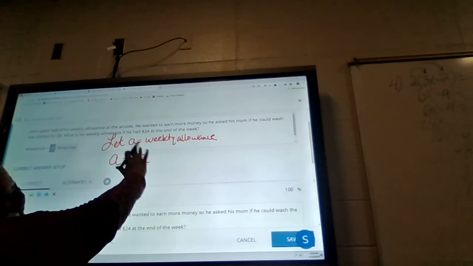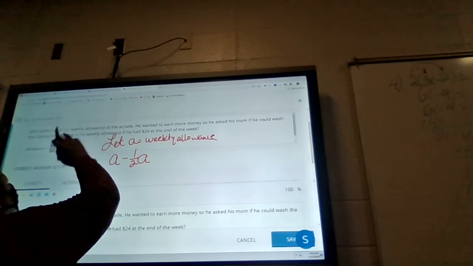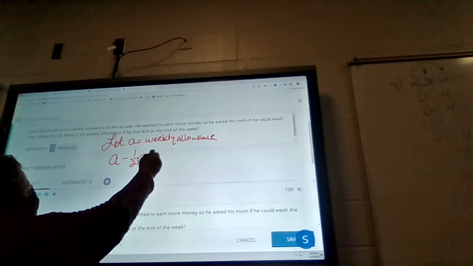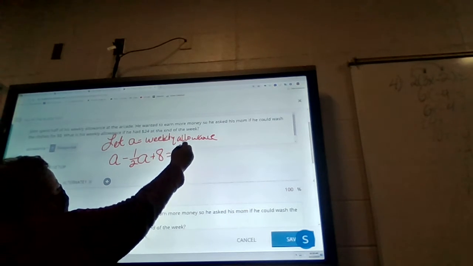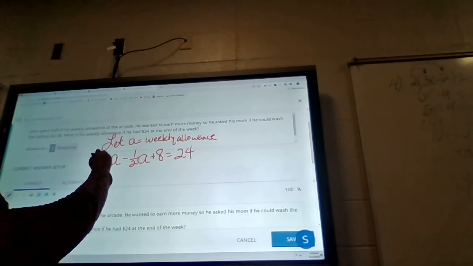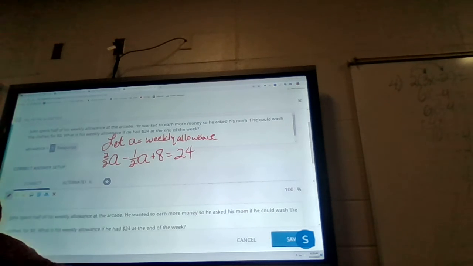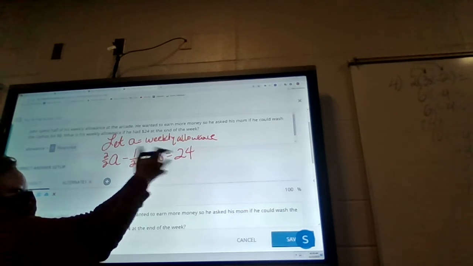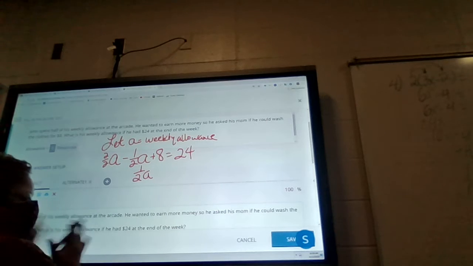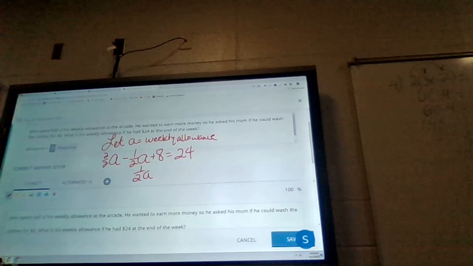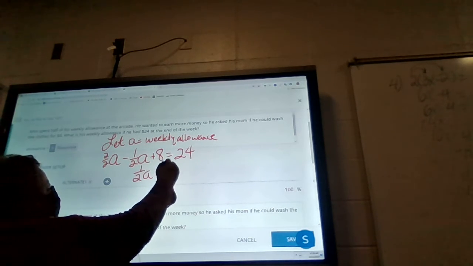So he spent A minus a half A. And then he earned $8. So do we add or subtract that? Add. And with all of that, he ended up with $24. So A, if it's 1A, it's really 2 over 2. So what he had left after he spent half of his allowance was half of it. If he had an allowance, he spent half of it, he had half of it left. Was that a little clearer? Okay. Plus 8 equals 24.